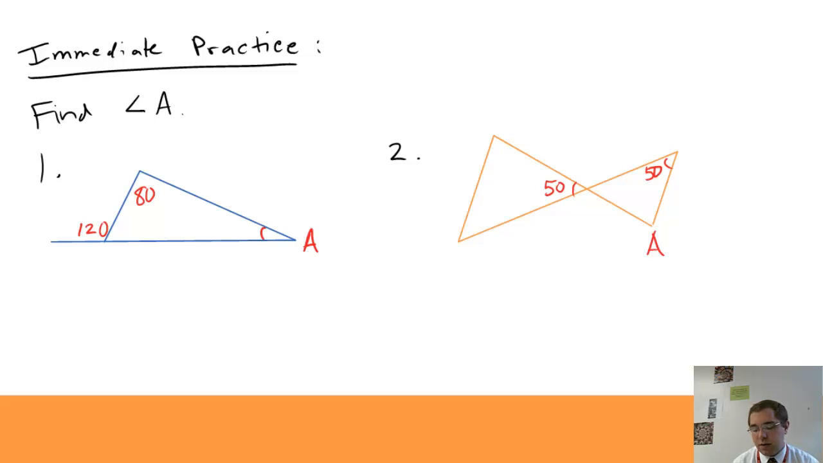And number two, you have two triangles next to each other that share a common vertex, that vertex in the middle. The triangle that has angle A in it, you know one of the angles is 50, and in the other triangle, you have one of the angles marked as 50 as well. So you have to figure out how you can find angle A. And that is the end of section 3.4.